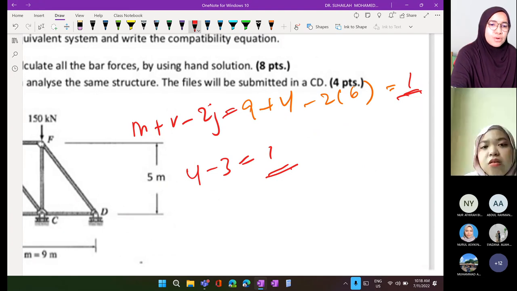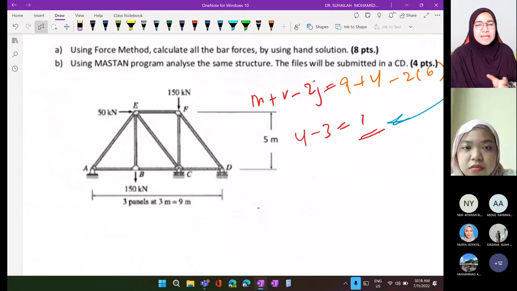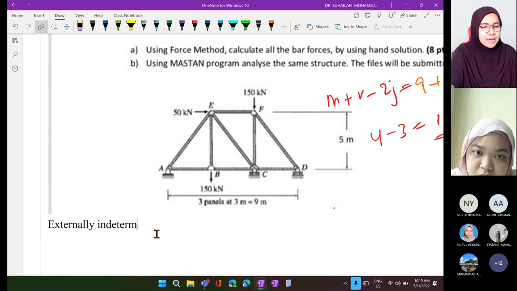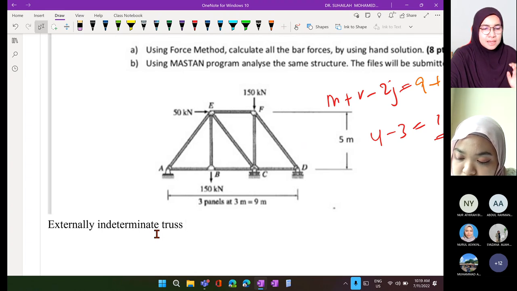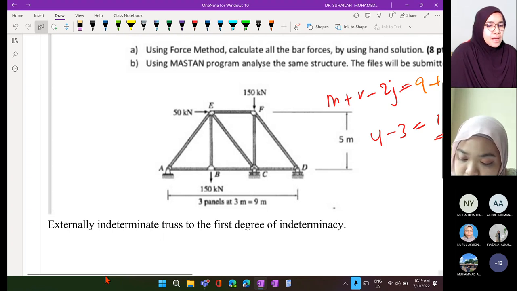So this value actually belongs to reaction. So this truss is called externally indeterminate truss. We call this an externally indeterminate truss because the redundant comes from reaction. It is an externally indeterminate truss to the first degree of indeterminacy. Okay, how do we get this?